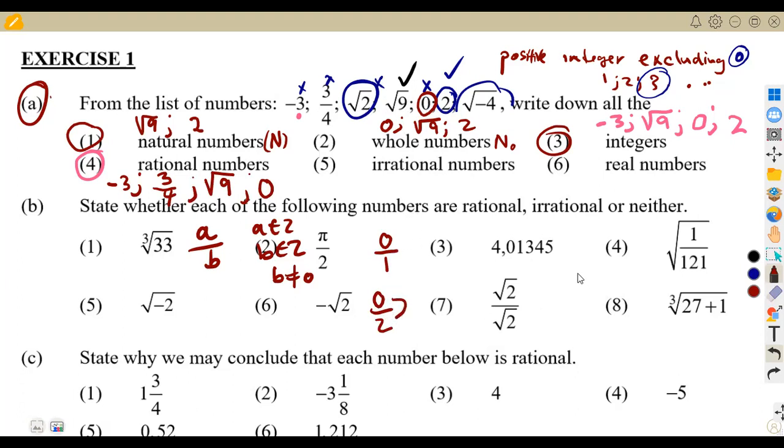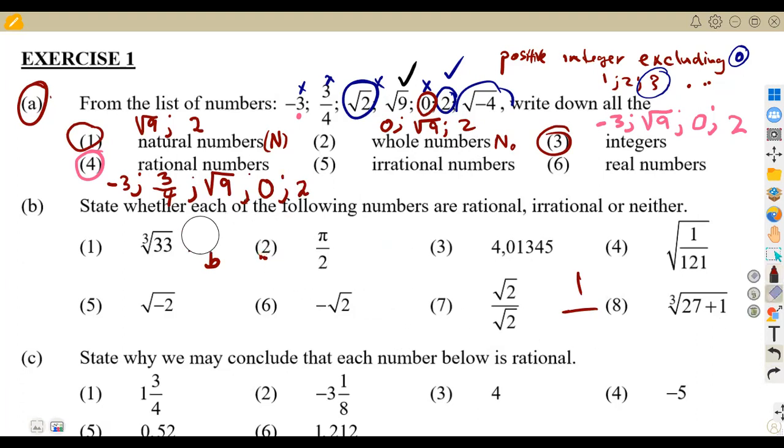You cannot write 1 over 0. This one does not exist. All right. Then 2 also, that's an integer. So it's going to be a rational number. Again, the square root of -4 cannot be simplified. So it cannot be a rational number.